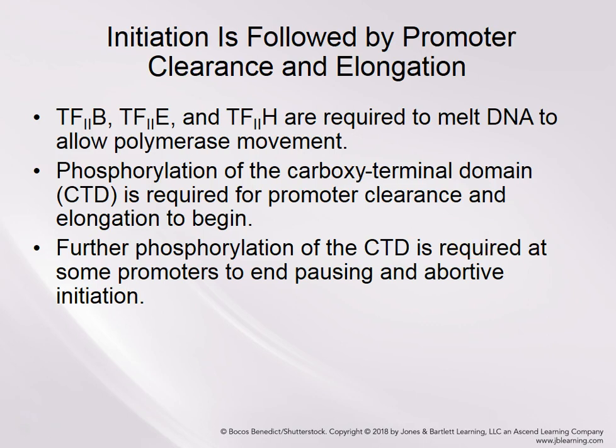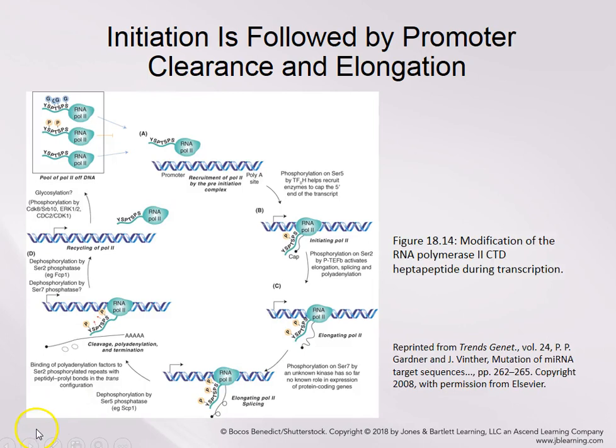And again, the elongation process is going to be the same for Pol2. So for initiation, you're going to have the TFIIB, E, and H are required to melt the DNA so that you can form that open complex. And then you also require phosphorylation of the carboxy terminal domain required for the clearance of the promoter. All right, all things are ready to go, and then the polymerase will start. And then sometimes phosphorylation of the C-terminal domain is also required at some promoters to end the pausing and aborted initiation. So this is the whole process of how everything is going to take place, of the initiation process, really, because that's the most confusing, requires the most amount of, let's say, players in the whole process.